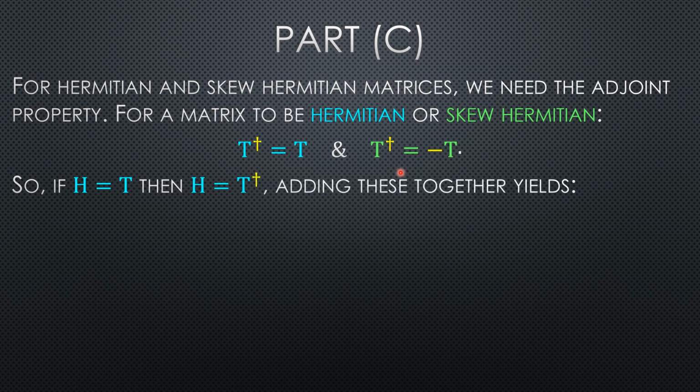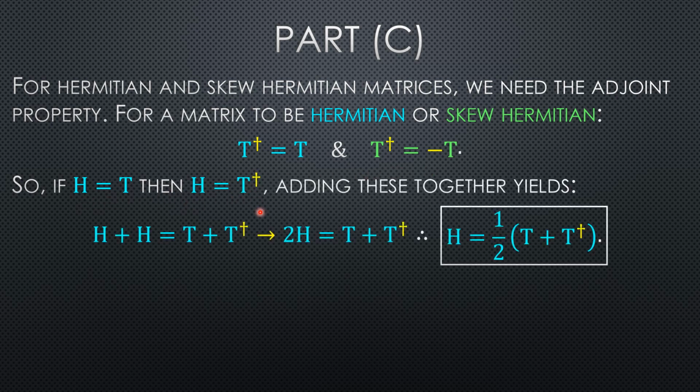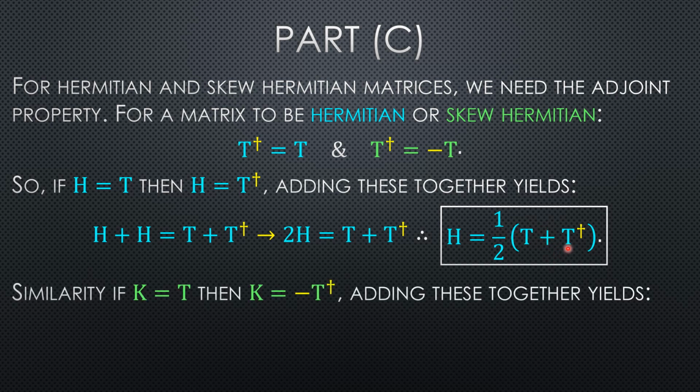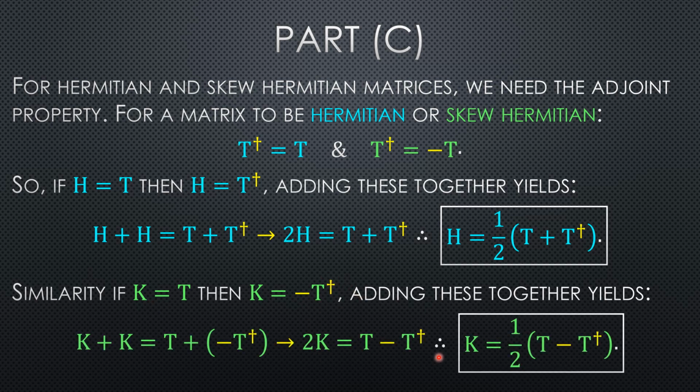Run it through the same gauntlet that we had before, H equals T, H equals T dagger. Add them together, you're good to go. You see the plus sign there. I think you can already see the writing on the wall. If K is anti-Hermitian, or skew-Hermitian rather, then we get the negative with the dagger on the same side. Add them together, you see you get K equals 1/2 (T minus T dagger). Again, plus minus structure, pretty self-consistent.